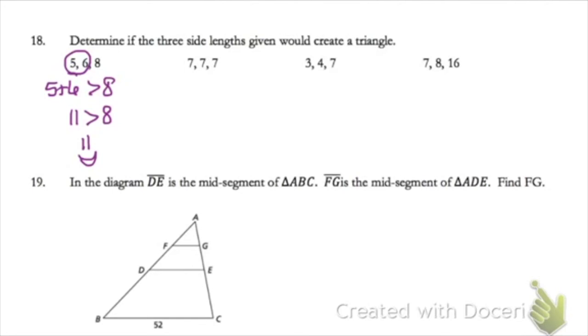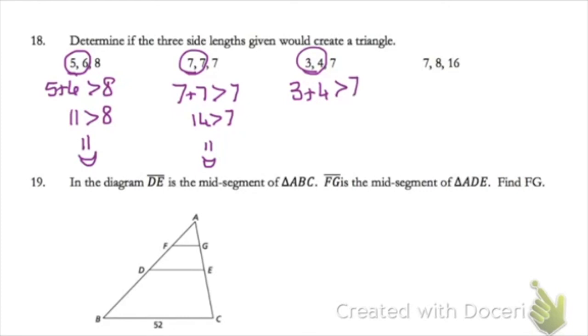On the next one, they're all 7. Well, this would be an isosceles triangle, but if I was trying to prove if they could create a triangle, I would say, does 7 plus 7, is that greater than 7? Yes, it is, and therefore this also could be a triangle. Now let's take a look at this third one. 3 plus 4, is that greater than 7? No, it is equal to 7, but it's not greater than 7, so this could not form a triangle.